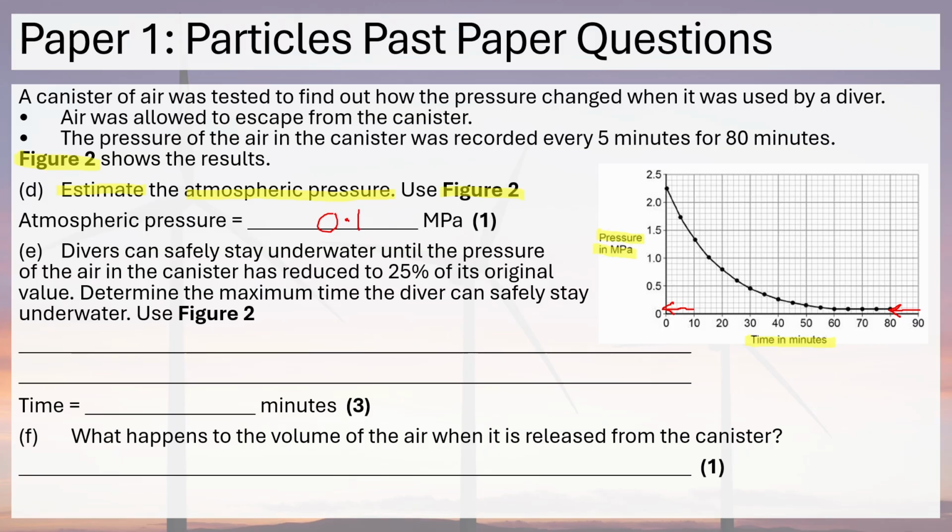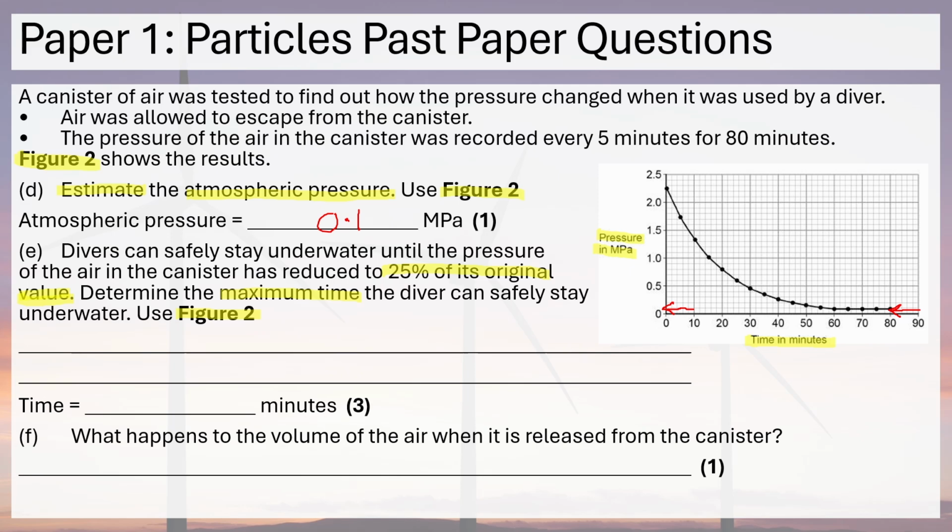Part E tells us that divers can stay safely underwater until the pressure has reduced to 25% of its original value. So what this is telling me is I'm probably going to have to do a percentage calculation. It then says determine, so work out the maximum time the diver can safely stay underwater. And again, it directs us to use that graph. So you need to use that graph.